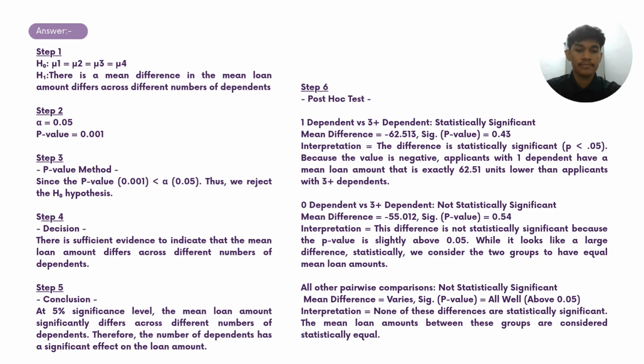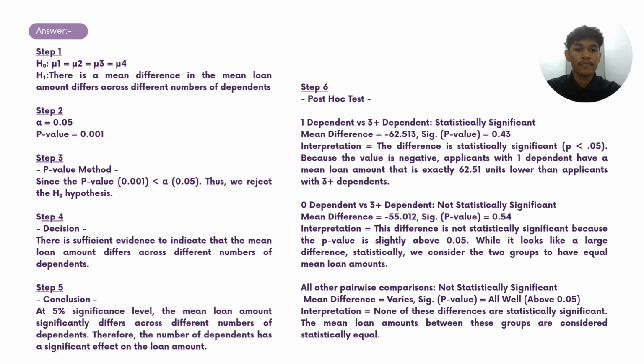For step 3, since the p-value is less than alpha 0.05, we reject the H null hypothesis. The result shows that there is sufficient evidence to indicate that the mean loan amount differs across different numbers of dependents. For the conclusion, at the 5% significance level, the mean loan amount significantly differs across different numbers of dependents. Therefore, the number of dependents has a significant effect on the loan amount. The last part is the post hoc test.